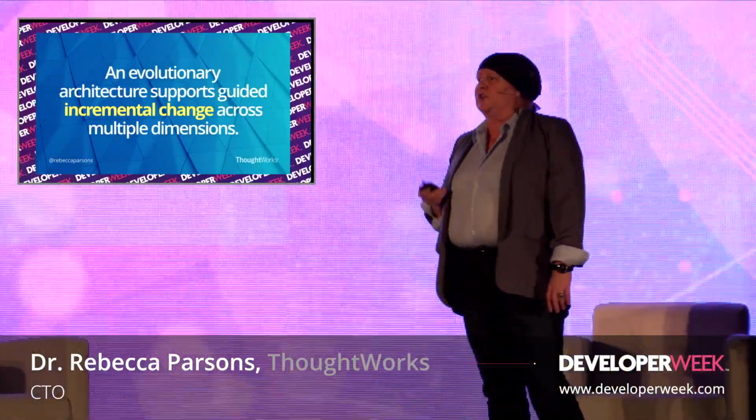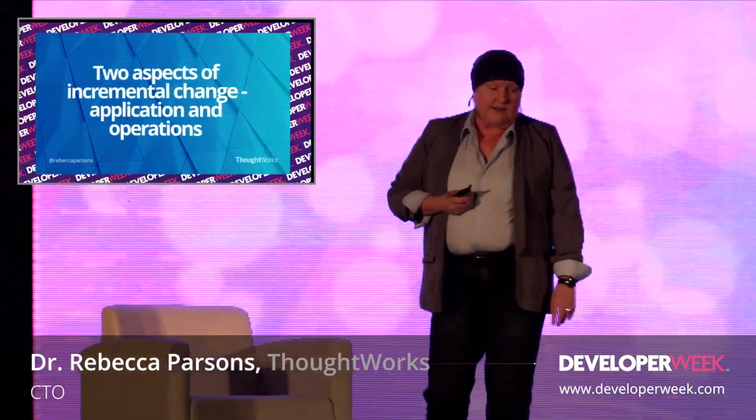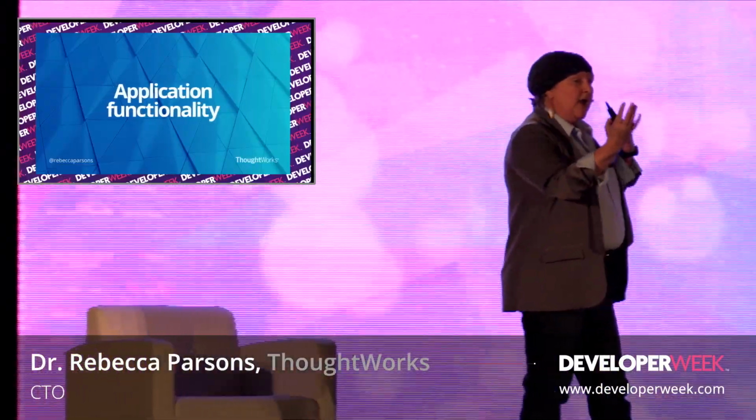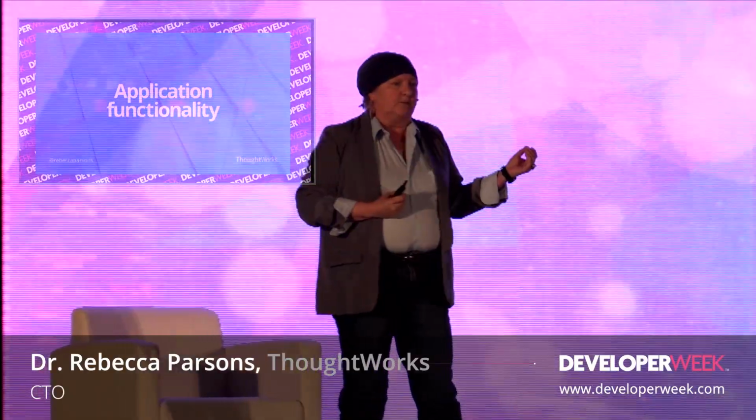What about incremental change? There are two aspects to incremental change. One is the application. How do I shift out my application? How do I release new functionality? Maybe you deploy a new service and you monitor the old one, and then you can take the old one out of your ecosystem once nobody's using it anymore. But we need to think about what techniques we are going to use for incremental change at the functional level. But we also need to think about it from the operational level.